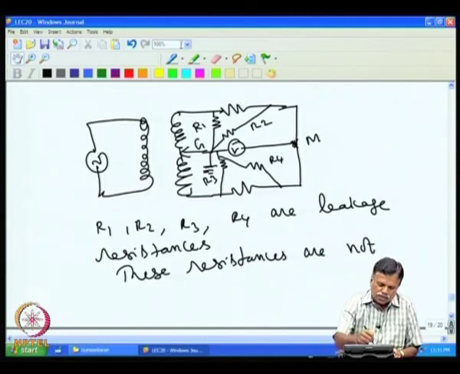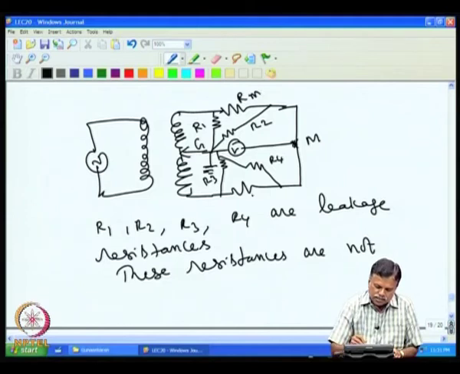So, this is the unknown resistance Rm, and this is the standard resistance Rs. We are balancing the center tap and finding Rm and Rs. Now, at balance M is essentially at 0 potential, because there is no voltage across this. That makes the voltage across R2 also 0 volt, and across R4 also 0 volt. That means no current is flowing through R4 and R2.